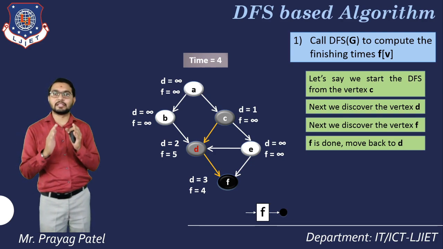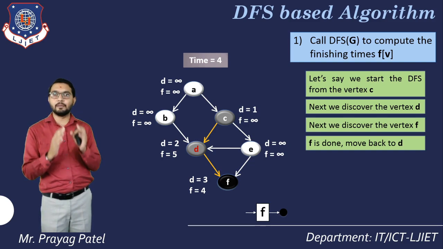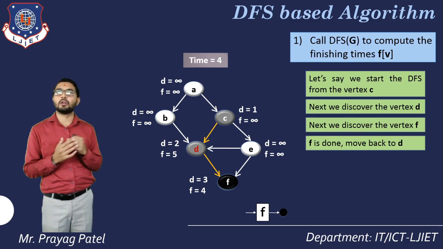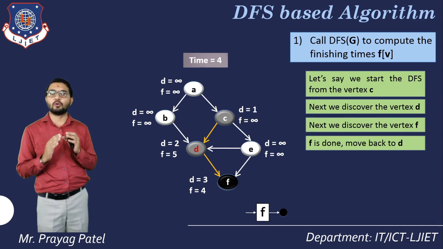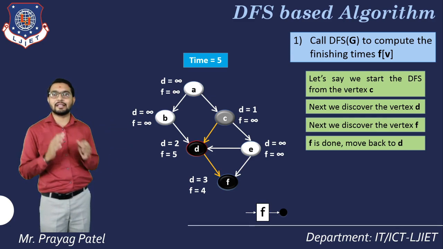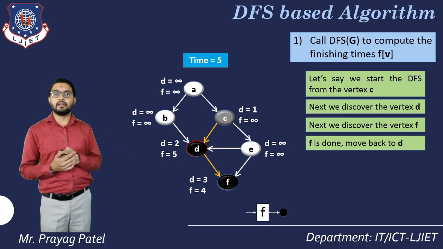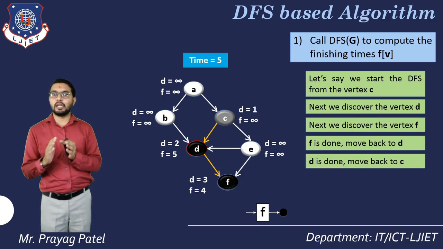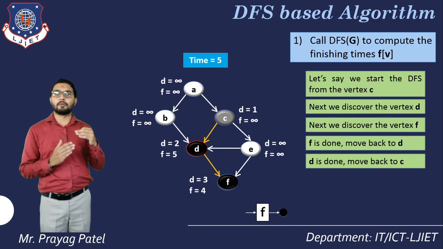Now consider the finishing time, because from the node D, any path is available? First we check if any path is possible from the node D to any node. So here no path is possible. That means we can say that the process for the node D is complete. So here consider the next time incremented by 1, which means time equal to 5. Then consider the node D as a black node, and consider F equal to 5 for the node D. And consider the end of the node D, which means D is done, move back to its parent node, and the parent node of D is C, which means move back to the node C.